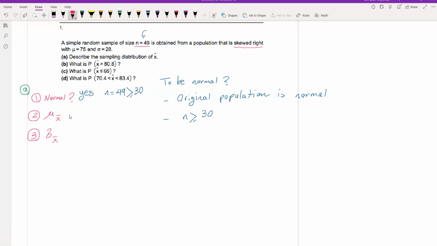Then finding the mean of the sample mean, it is equal to the population mean, which is given as 75. The standard deviation of the sample mean is equal to the population standard deviation divided by the square root of n. The population standard deviation is given as 28, and our sample size is 49. So here we have 28 divided by 7. The answer is 4.